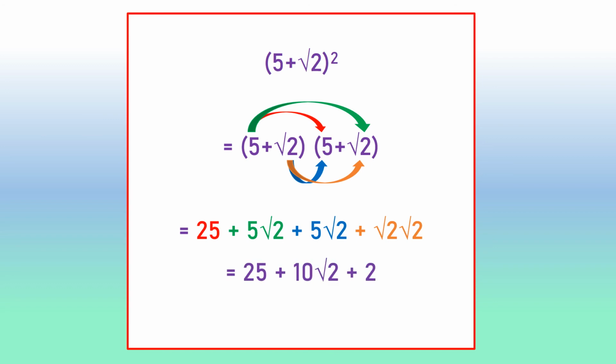So if we collect those up, we've got 25, we've got 5 root 2 plus 5 root 2, which gives us 10 root 2, and the root 2 times root 2 gives us 2. And then we can collect up the 25 and the 2 because they're like terms, and we've got 27 plus 10 root 2.